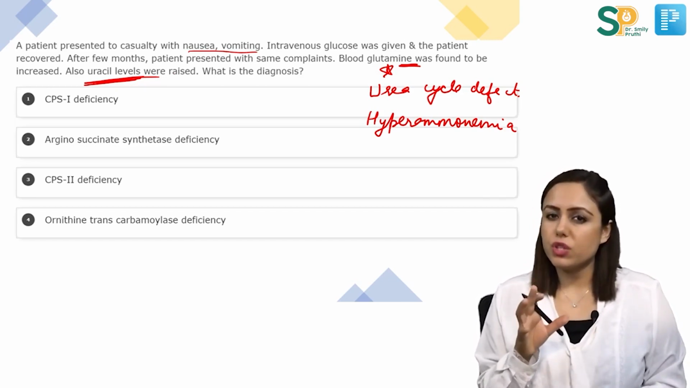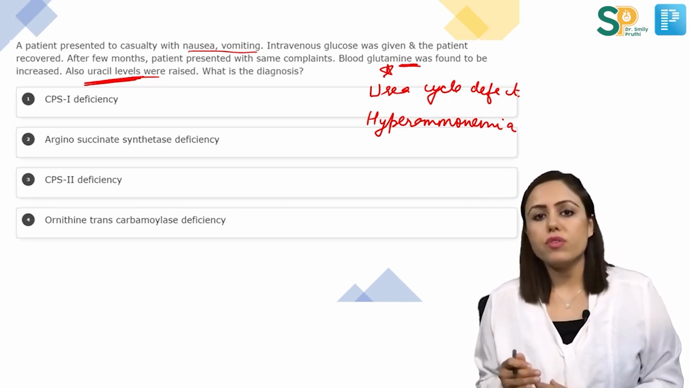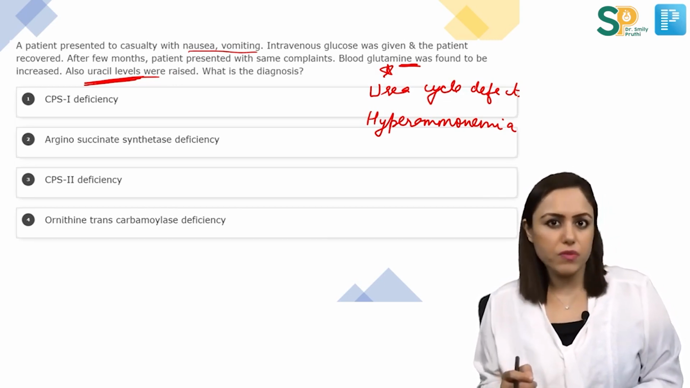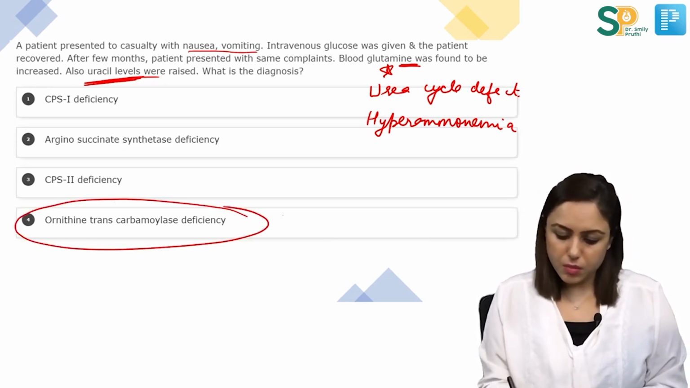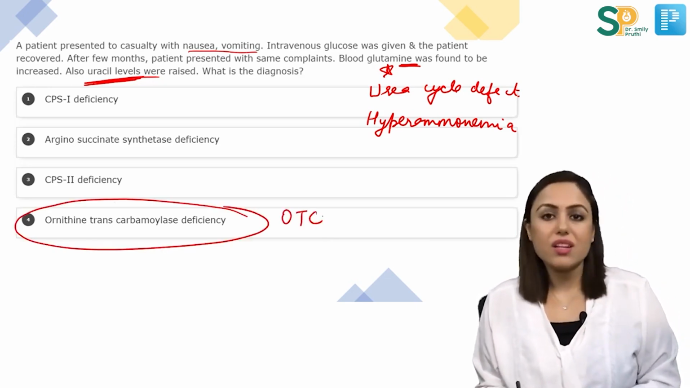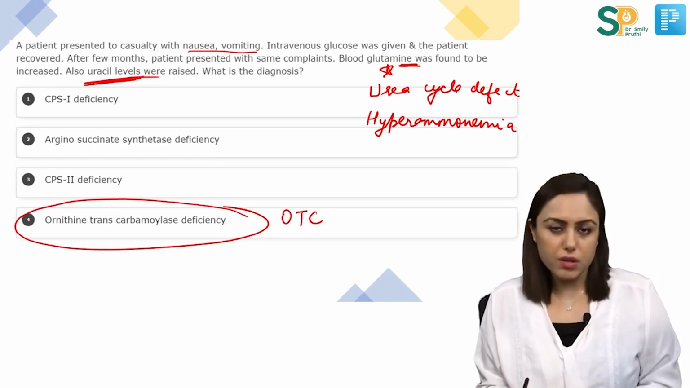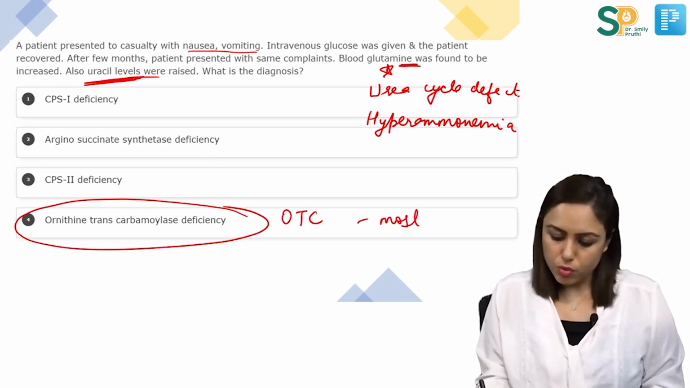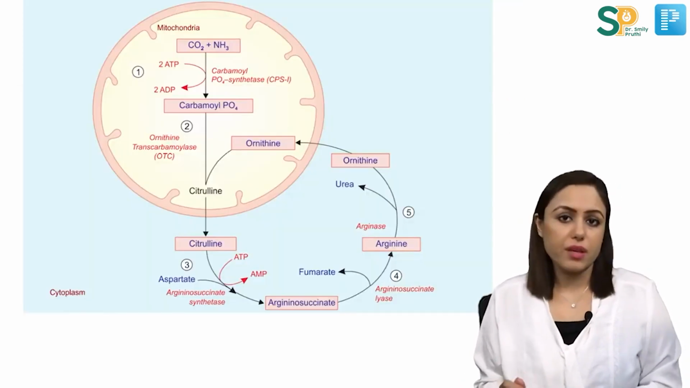Whenever there is a patient picture of hyperammonemia and urea cycle defect, along with some constituents of pyrimidine pathway getting accumulated, then it is this enzyme OTC, ornithine transcarbamylase deficiency of urea cycle. This is also the most common urea cycle defect. So, let us see urea cycle here.